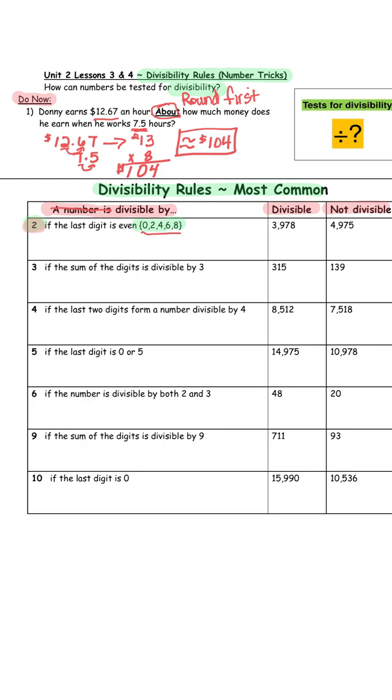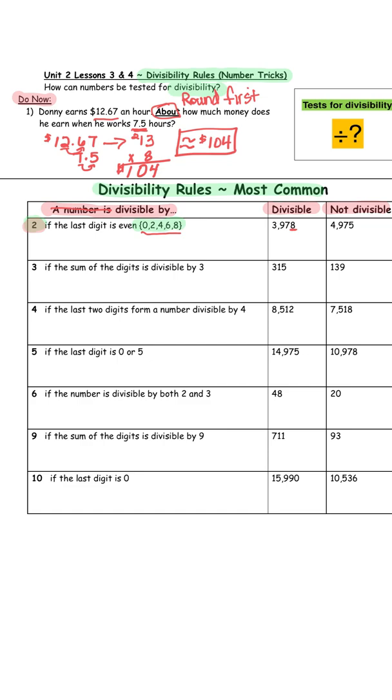If the number ends, in this case 3,978, it does end in an 8. Therefore, that number is divisible by 2. So if you did the long division, or if you pump this number into your calculator, you will see that 2 goes into this number evenly. And that's what we mean when we say divisible. It means that one number can go into another evenly with no remainders.